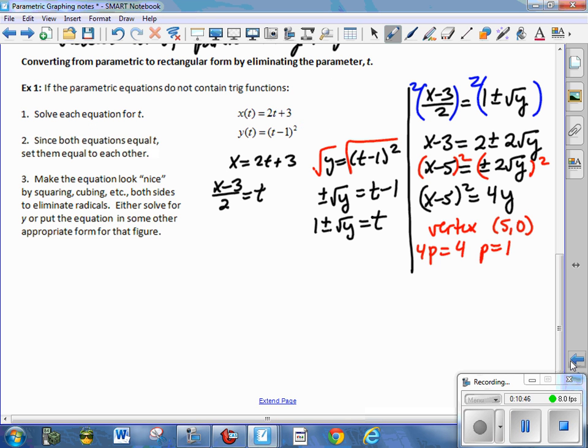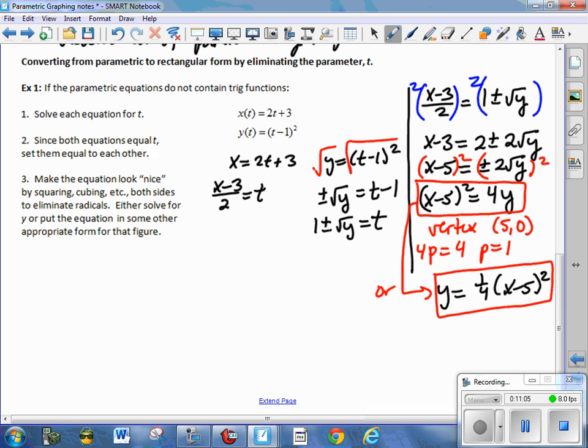So this would be one nice way to leave your equation. Or you could say y is equal to 1/4 times (x minus 5) squared, because that's also a nice way to leave the equation. So that would be fine as well. But basically clean it up, make it look like something typical for a parabola.